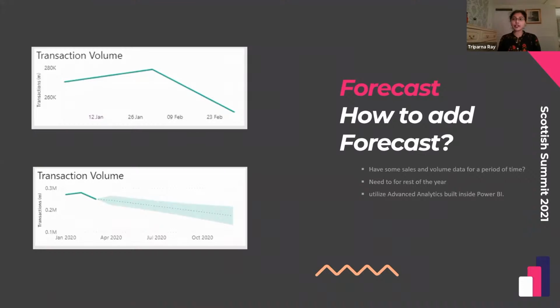So first one, I will be talking about the forecast, how to add a forecast. For example, we have a very common simple data set, which is like sales or volume showing over a period of time. And the company wants to see what will be my projection or forecast till the end of this year. For example, you can see on the screen, the transaction volume we have from January to March. And in March, it has started showing a dip due to the pandemic. And they would like to see how it will fare if it continues like this till the end of 2020.